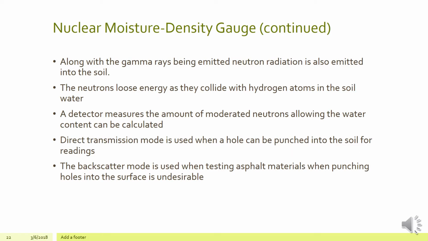And if we continue to look at it, along with the gamma rays being emitted, neutron radiation is also emitted into the soil. The neutrons lose energy as they collide with the hydrogen atoms in the soil water. A detector measures the amount of moderated neutrons, allowing the water content to be calculated. Direct transmission mode is used when a hole can be punched into the soil for the readings that we're looking to obtain. The backscatter mode is used when testing asphalt materials, when punching holes into the surface is undesirable.